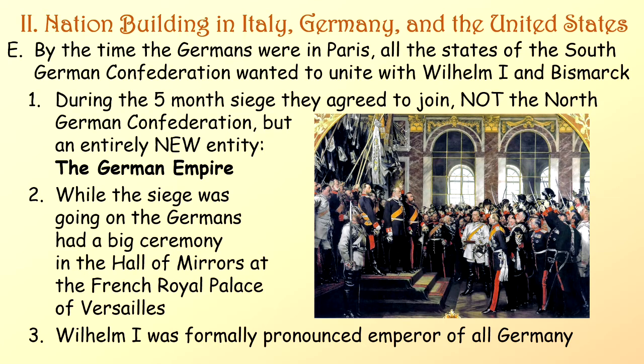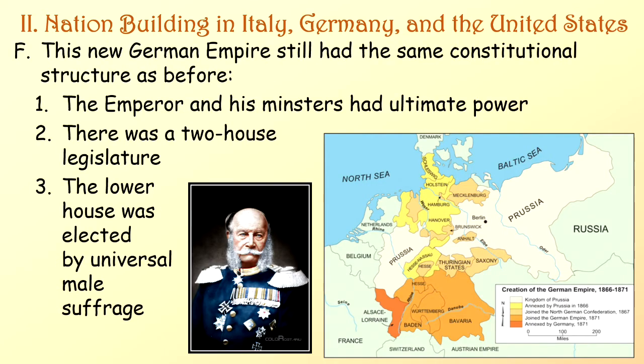While the siege of Paris was still going on, the Germans had a big ceremony in the Hall of Mirrors at the French Royal Palace of Versailles. Wilhelm I was formally pronounced Emperor of all of Germany. This new German empire still had the same constitutional structure as before. The emperor and his ministers had ultimate power. There was a 2-house legislature. The lower house was elected by universal male suffrage.